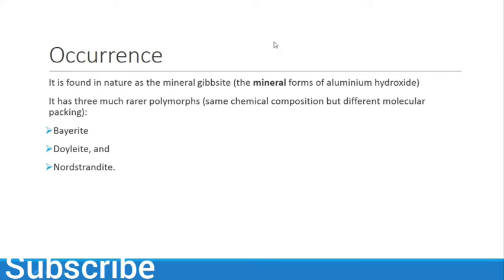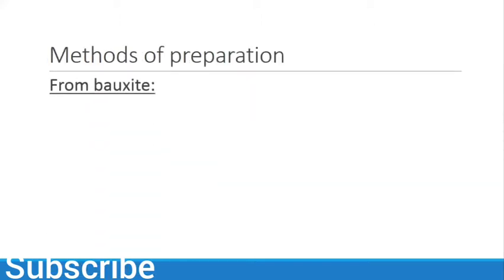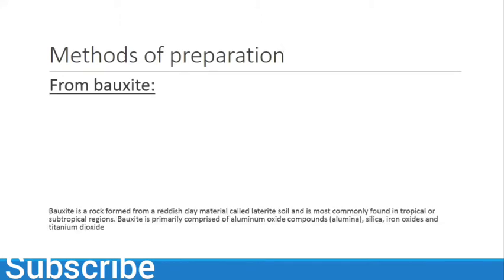So there are three types, which are bayerite, doyleite, and nordstrandite. And the method of preparation is first from bauxite. What is bauxite? Bauxite is a rock formed from a reddish clay material and is mostly found in tropical or subtropical regions. It is primarily comprised of aluminum oxide compounds: alumina, silica, iron oxide, and titanium dioxide. So bauxite has all these components.